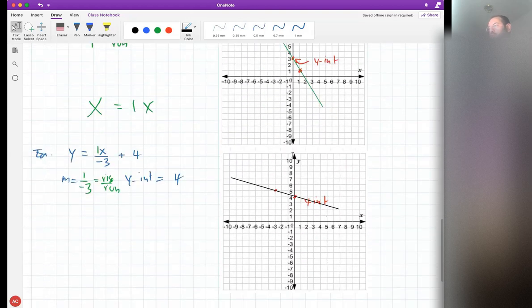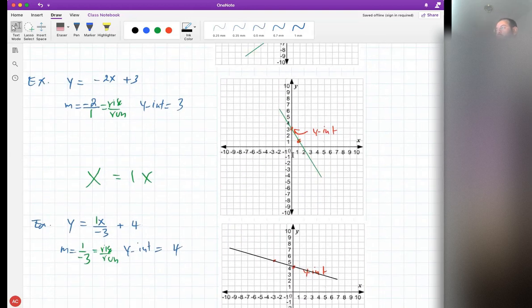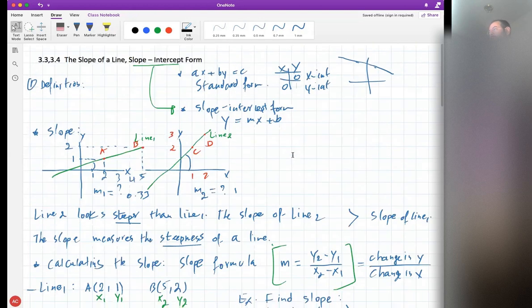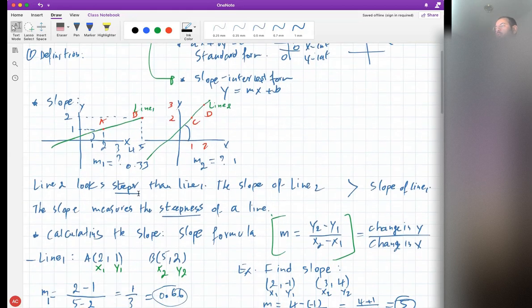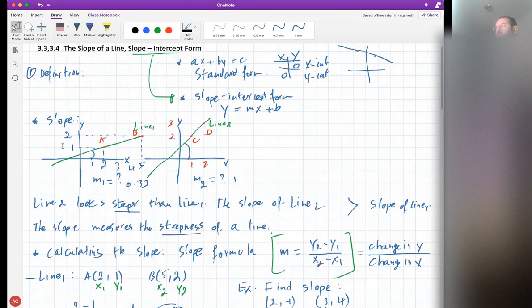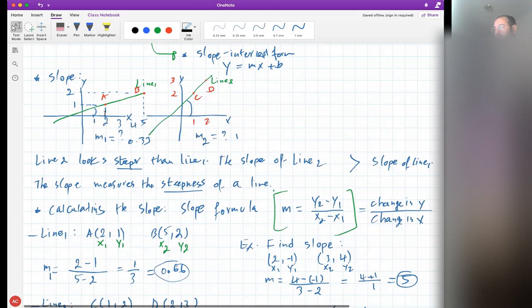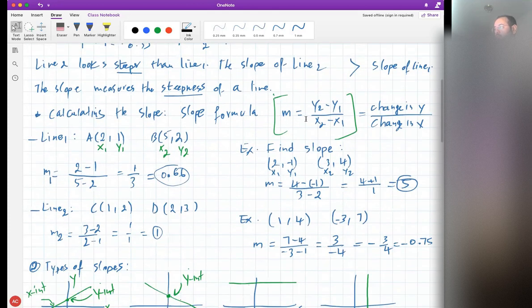So that's basically all about tonight's lecture, the slope-intercept form. Just to recap, understand what the slope is. It just means the steepness of the line. This line is steeper, more inclined than this one, because the slope here is higher than this. We have a formula to measure the slope.